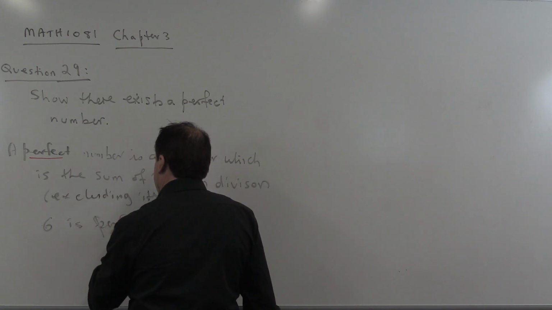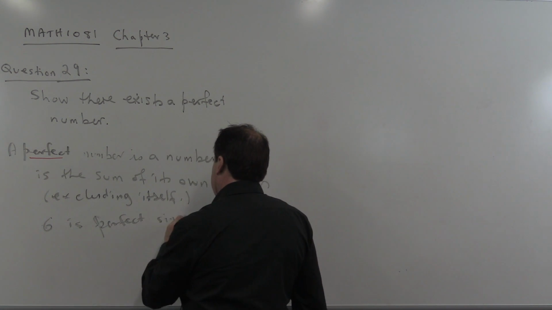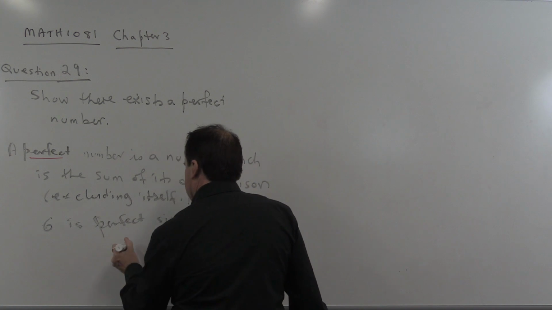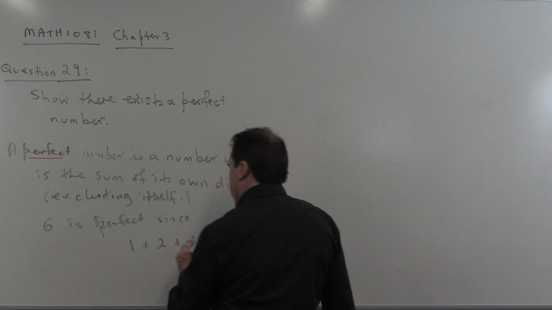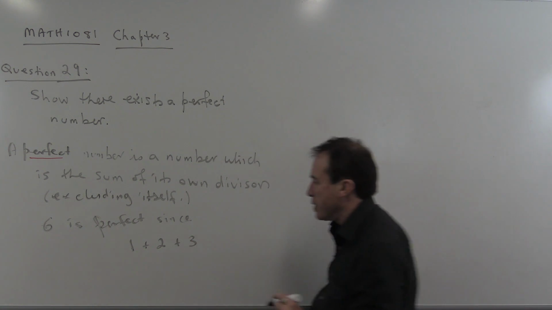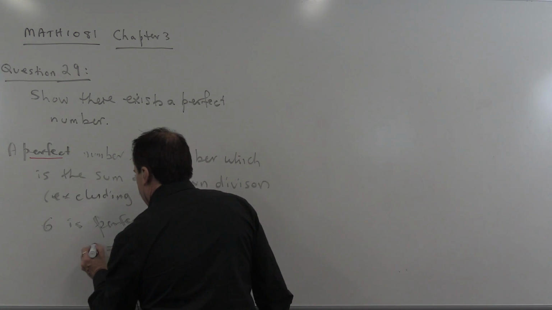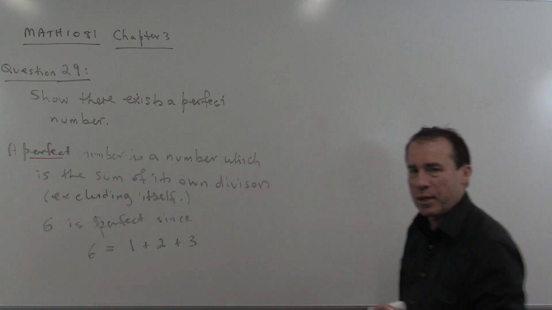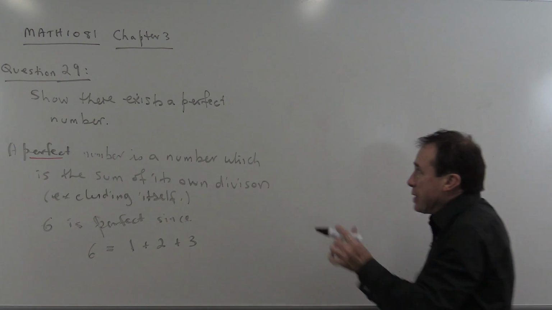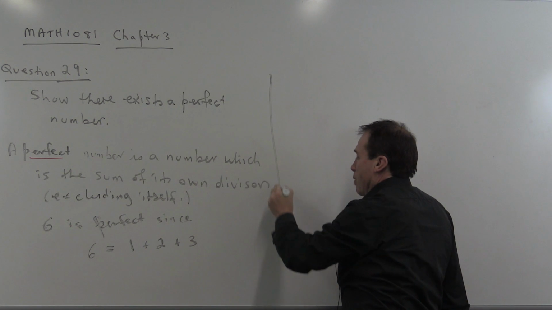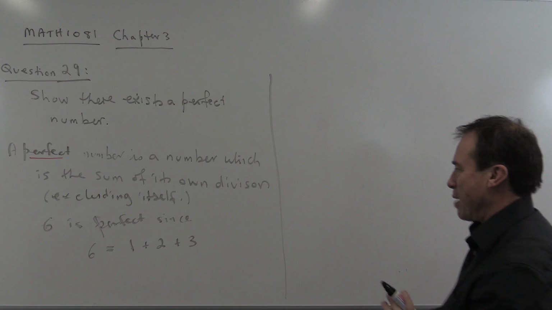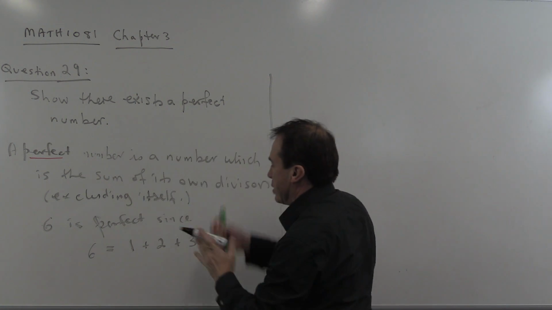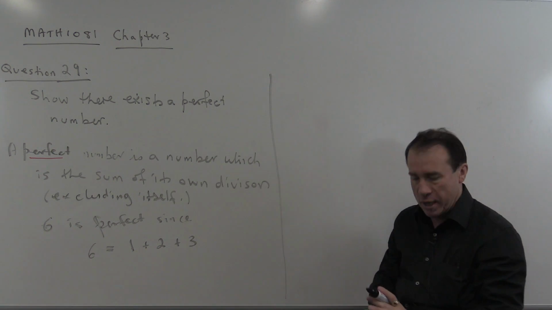So 6 is perfect, since if you take the factors of 6, excluding itself, you get 1 and 2 and 3, and you add them together and you get the number you start with. So 6 is a perfect number. Now that's it. That's actually the solution to the problem, and that's full marks. I found a number, I've shown there exists one by actually demonstrating one.